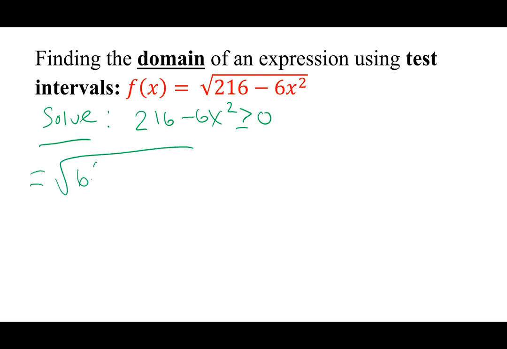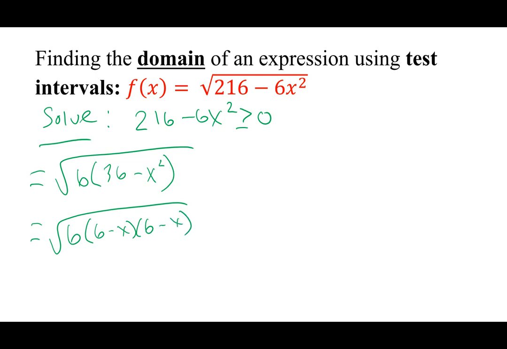You can take out a greatest common factor, which is 6. That's actually going to give you 36 minus x squared. That's going to factor again as the difference of squares, so 6 plus x and 6 minus x. Notice that even though you're technically talking about something under the radical, you're only solving the equation without the radical. So really what you're talking about is 6 times 6 minus x times 6 plus x. Sorry, should be one of each.